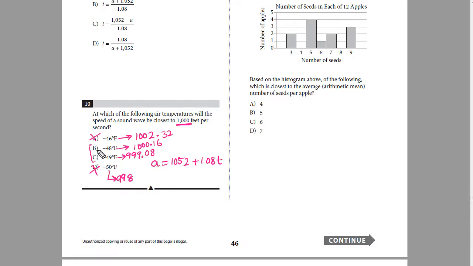So we have to choose between option B and C. Now we will see which option is closer. In option B, the difference between 1000 and 1000.16 is only 0.16, and the difference between 999.08 and 1000 is 0.92. So C is not closest, so I'll remove option C and option B is the correct one. This value 1000.16 is the closest value to 1000 feet per second. So option B is the correct one.